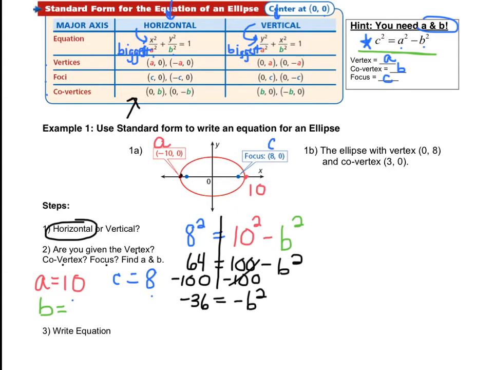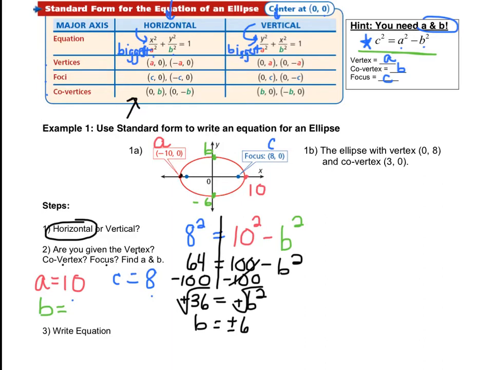Let's cancel out those negatives. I'm just going to flip them both to positive. Now we can square root, and we get B equals ±6. In this picture, it means that right here would be -6, and right here, the covertex, would be +6.